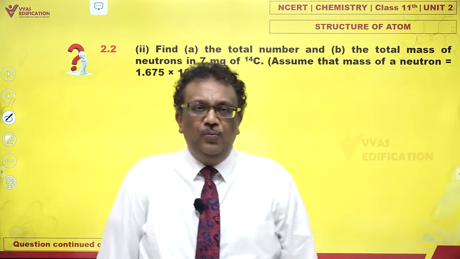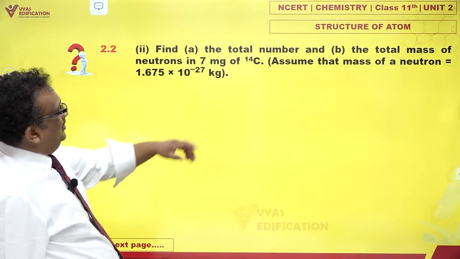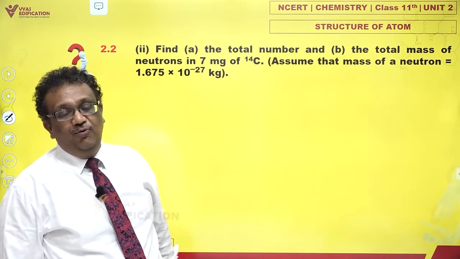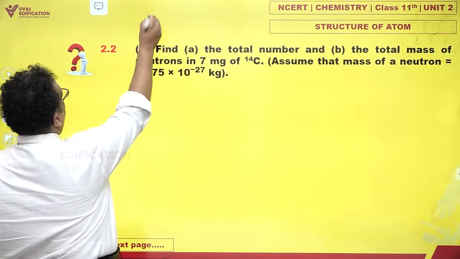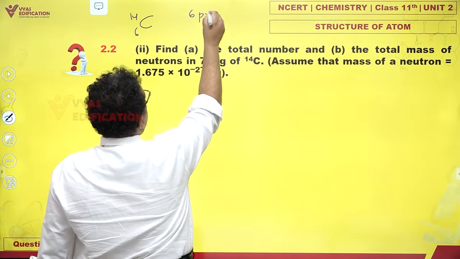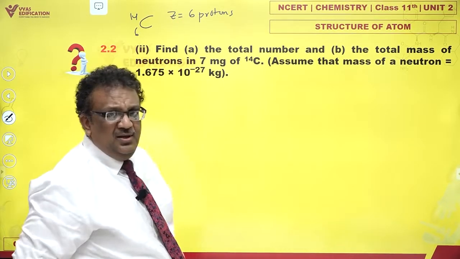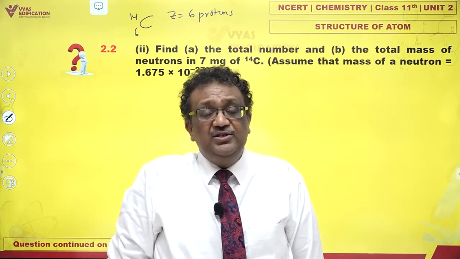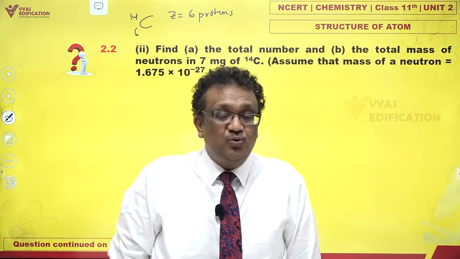How do we solve this? We have 7 milligrams of C14. Now, what is C14? It has 6 protons. How do I know this? You have to remember that carbon contains 6 protons, or anything that contains 6 protons in the nucleus is called carbon. You have to remember this as a student of chemistry.